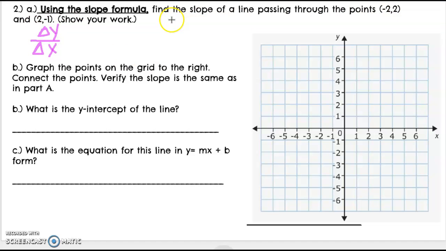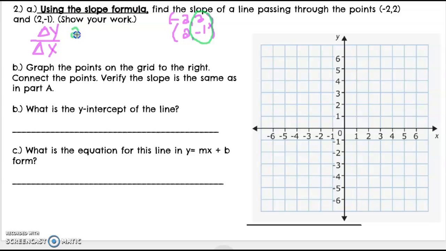So I have -2, 2 as my first coordinate, and my second coordinate is 2, -1. The reason why I'm doing this and writing them vertically is because it makes it easier for me to line up my y's and to line up my x's. So right now I'm only focusing on the y's. Here we go. So my change in y is written like this.